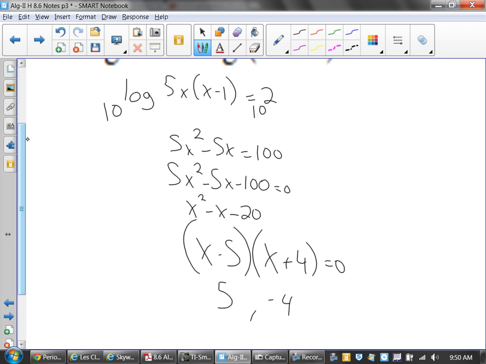Now, again, what do you have to do with those values? Substitute.